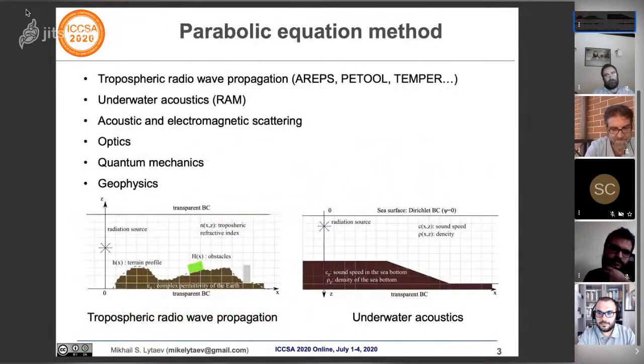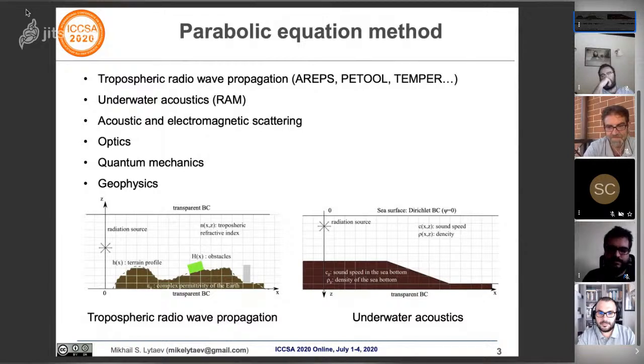In this paper, we consider a high-order numerical method of the parabolic wave equation. It is widely used in various areas of wave propagation studies, such as tropospheric radio wave propagation, underwater acoustics, scattering, optics, quantum mechanics, geophysics, and so on.